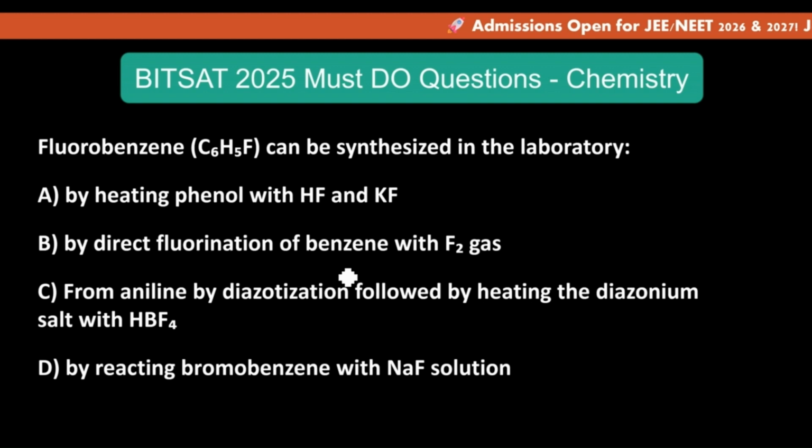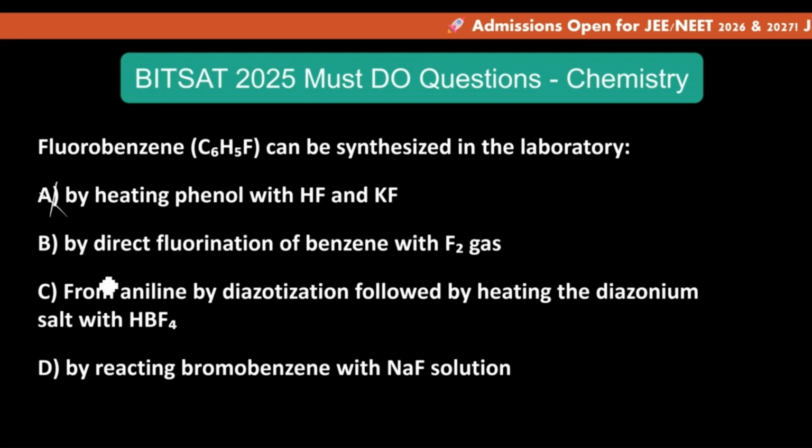The next question is: fluorobenzene can be synthesized in the laboratory by heating phenol with HF and KF, by direct fluorination of benzene with F2 gas, from aniline by diazotization followed by heating the diazonium salt with HBF4, or by reacting bromobenzene with NaF solution. Okay, so the first one: HF is a weak acid and the reaction is not feasible under normal conditions, so this will not happen.